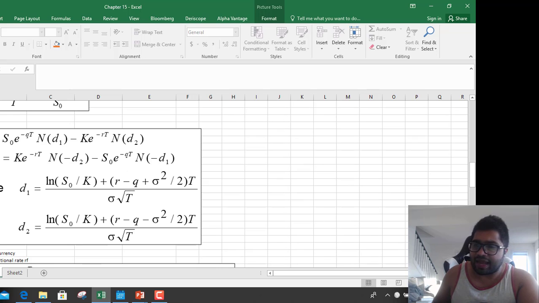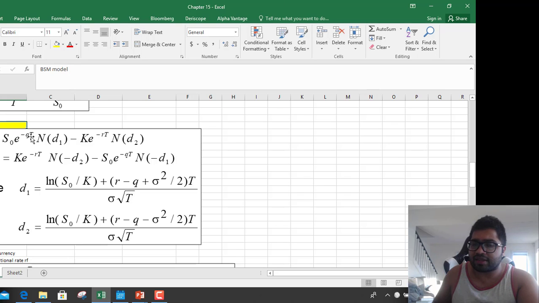In the same way, the Black-Scholes-Merton model also changes. In the call formula, instead of S0 you put S0 e^(-qT). In the put formula also, instead of S0 you put S0 e^(-qT). And d1 and d2 also change.